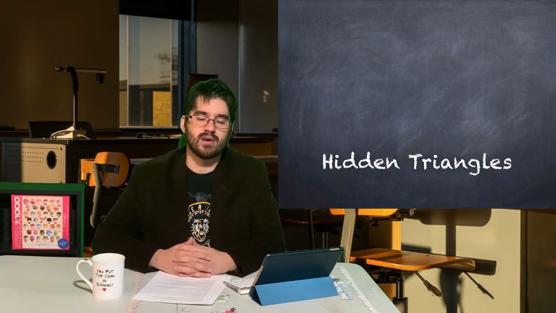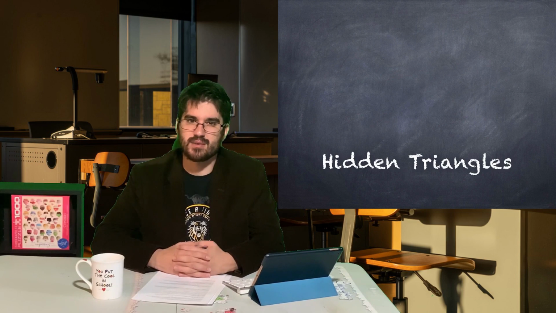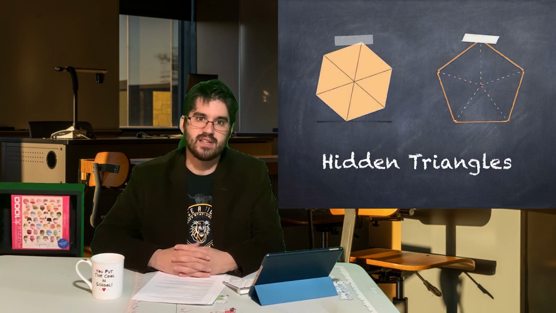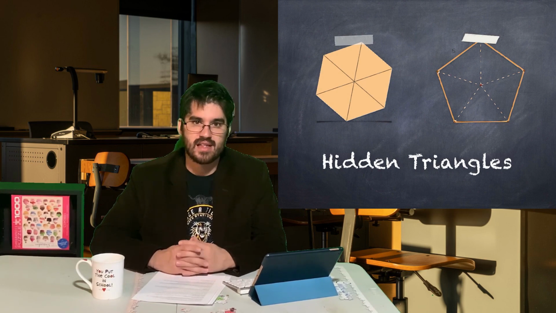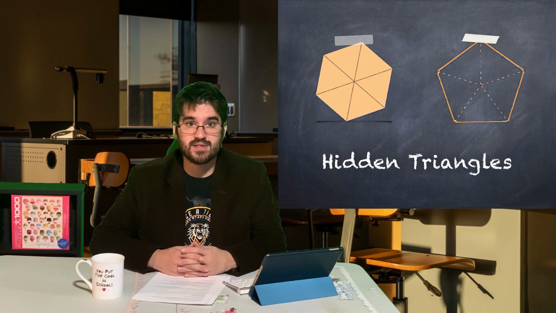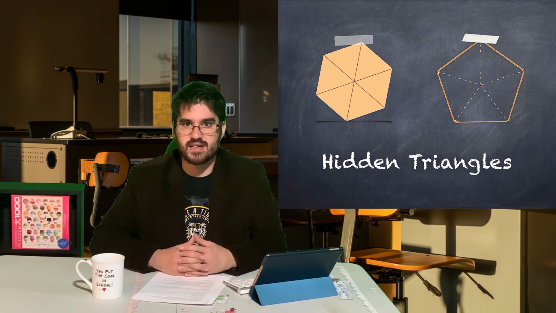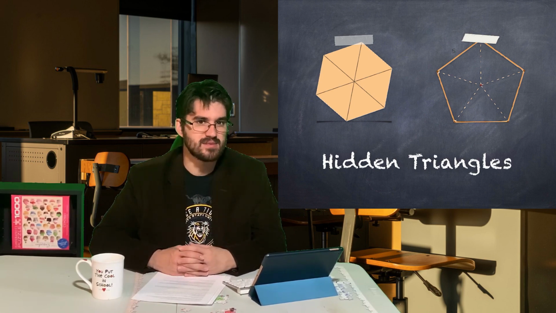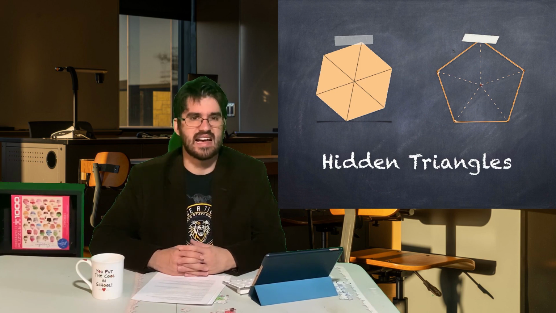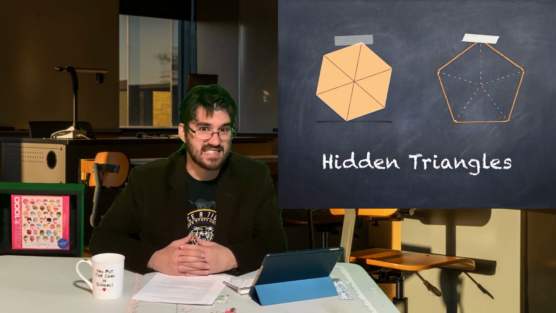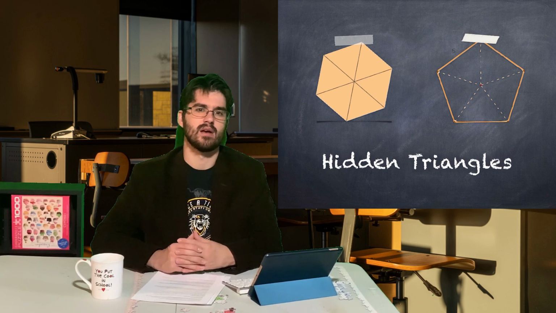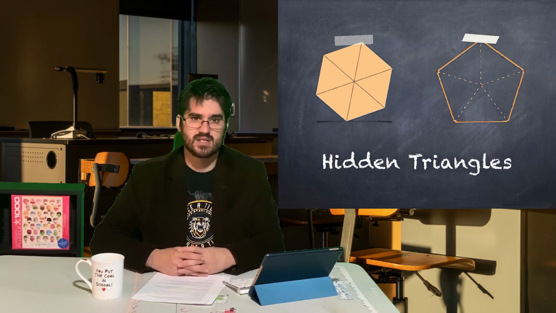I mentioned before that there are some hidden triangles tucked away inside of these regular figures. Every polygon can be split into a number of isosceles congruent triangles. And the number of triangles you can split them into will always be equal to the number of sides. A pentagon will always be able to be split into 5 triangles. A hexagon will always be able to be split into 6 isosceles triangles in this way. A decagon could be split into 10, a square into 4.